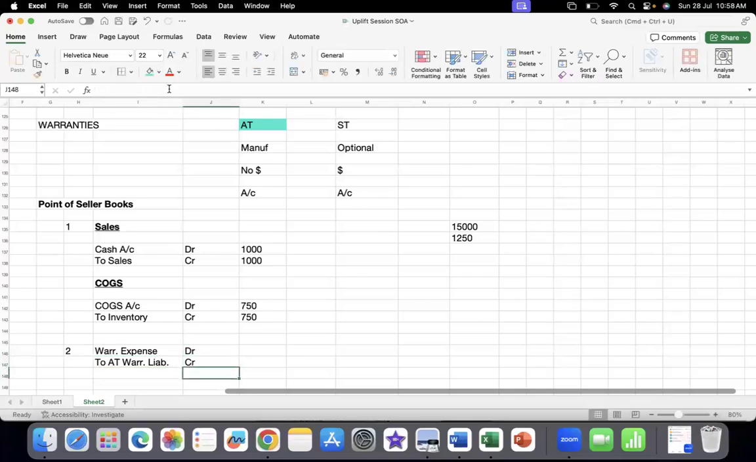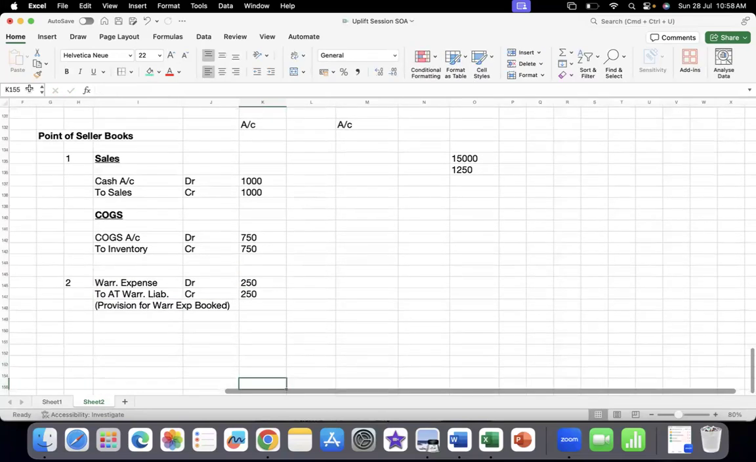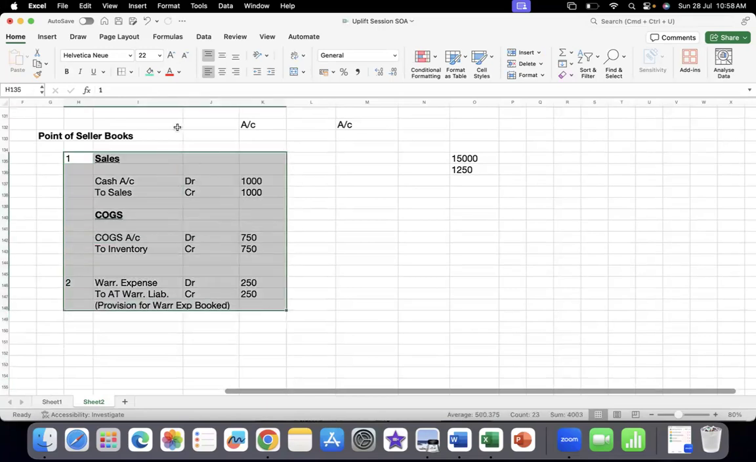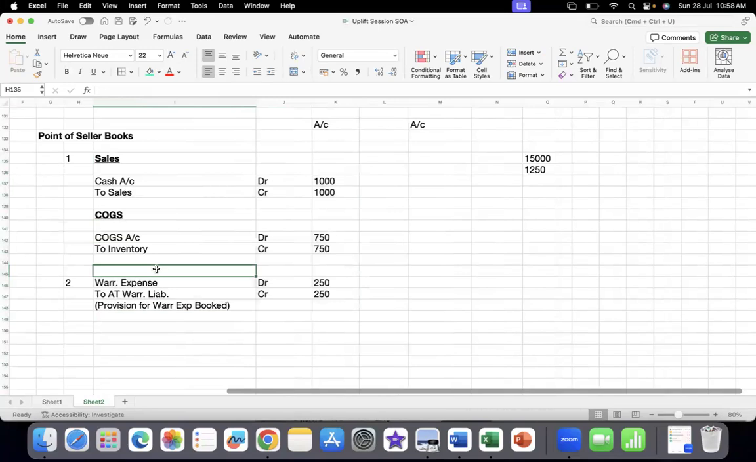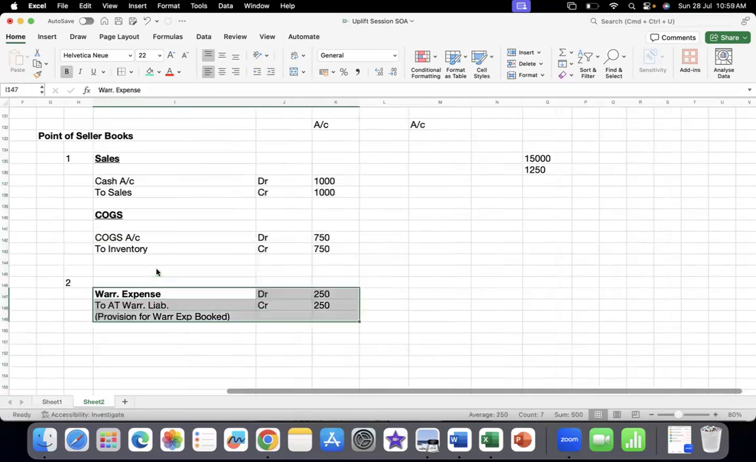So by this, what is happening is you're creating a provision for warranty expense booked. And whatever is the value, let's say it is 1250, whatever it is. The value is immaterial for us as of now. So this happens at the time of sales. You book a sale entry, you book a COGS entry, then you book a warranty expense entry. This is your provision.